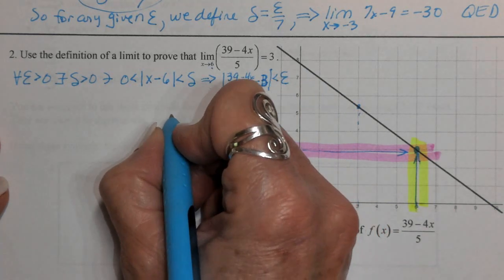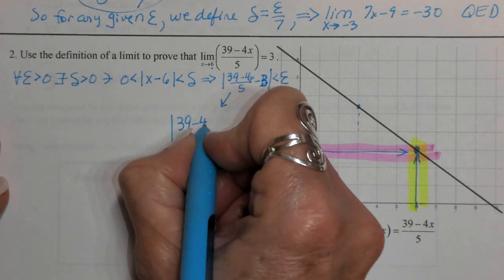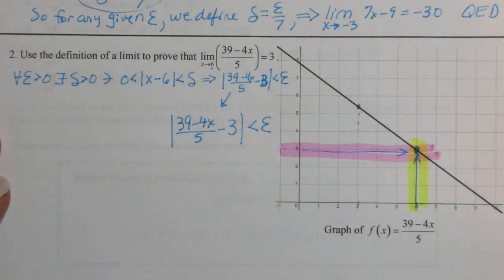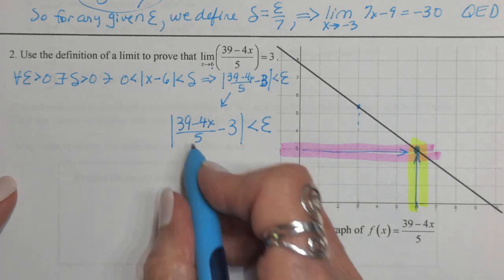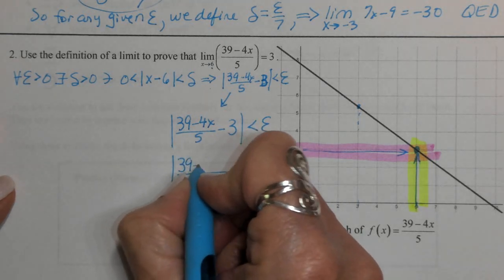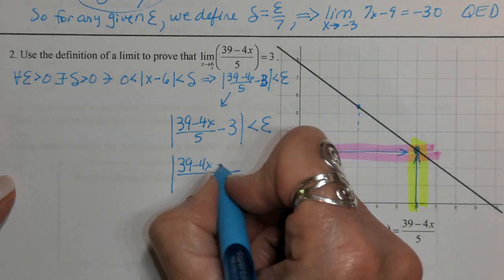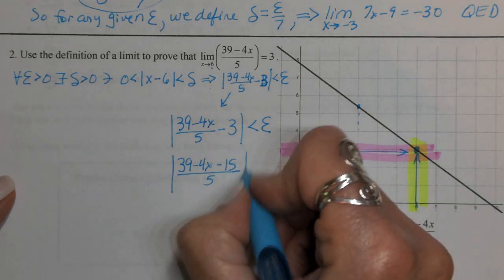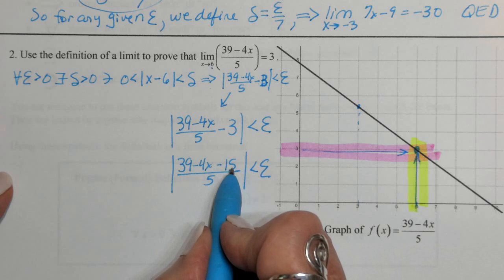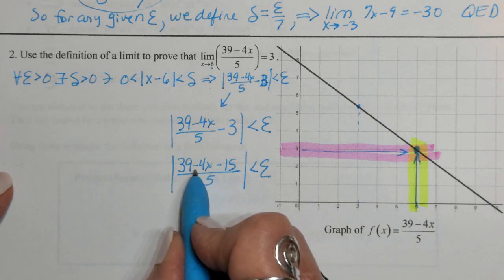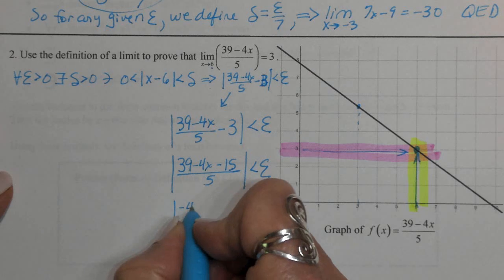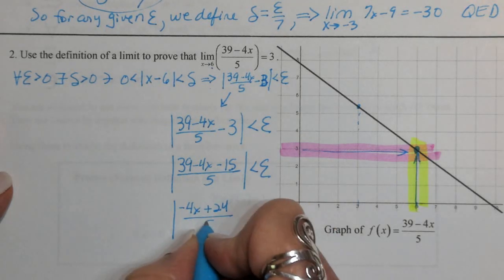Alright, so I have 39 minus 4x over 5 all minus 3. And I want that to be less than epsilon. Alright, I'm going to get a common denominator of 5. I'll have a 39 minus 4x from the first fraction, and I'll have a 15 from the 3, right? Okay. 39 minus 15 is 24, yeah? So I'm going to write this as negative 4x plus 24 all over 5.